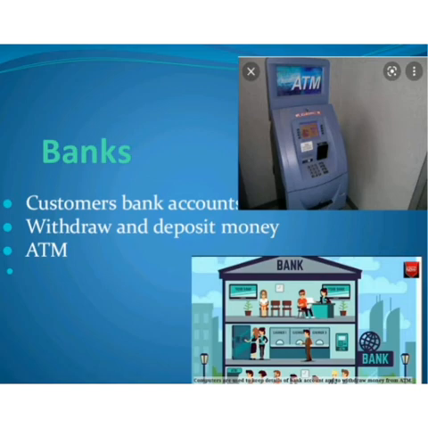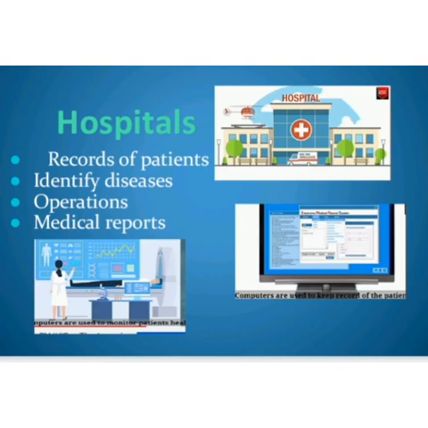The next use is hospitals. In the hospitals also the computer helps us to keep the records of patients, meaning the details of the patient. Then they also use it in identifying diseases. Certain diseases they can find by using this computer only. Then such operations they are using it for. Then medical reports, if you are taking a scan, by using this computer only we are getting the medical reports.